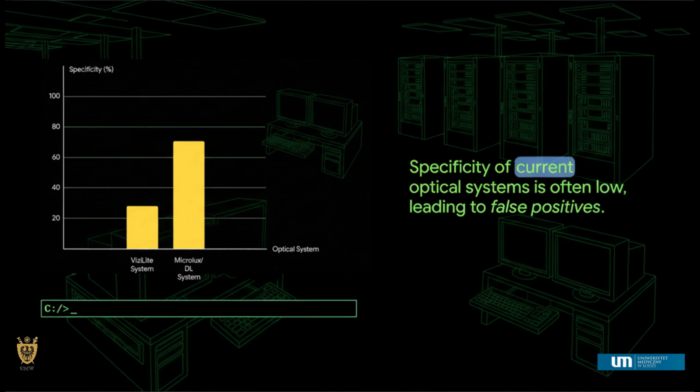And just how unreliable are we talking? Well, take a look at these numbers. This chart shows their specificity. That's just their ability to correctly say, hey, this tissue is healthy. The VisiLight system is right less than 28% of the time. Think about that. That means a ton of false positives, which leads to a lot of unnecessary stress and follow-up biopsies for patients. We clearly need something better.